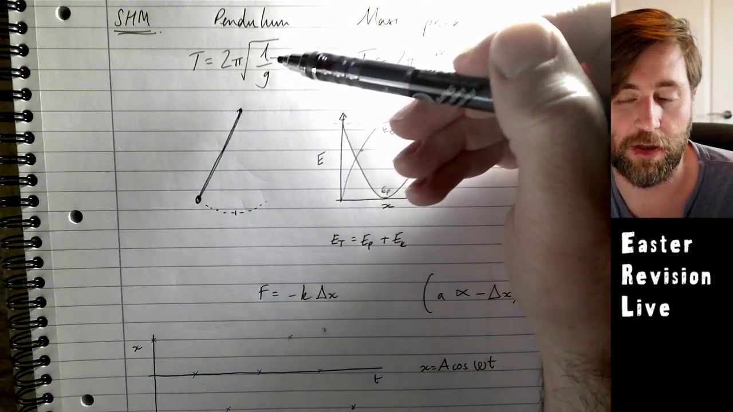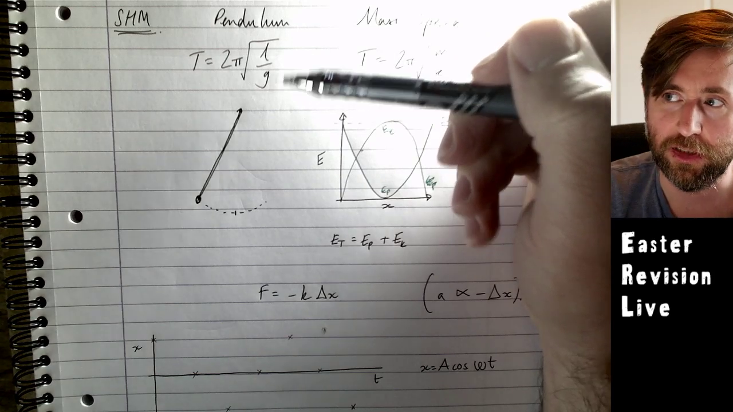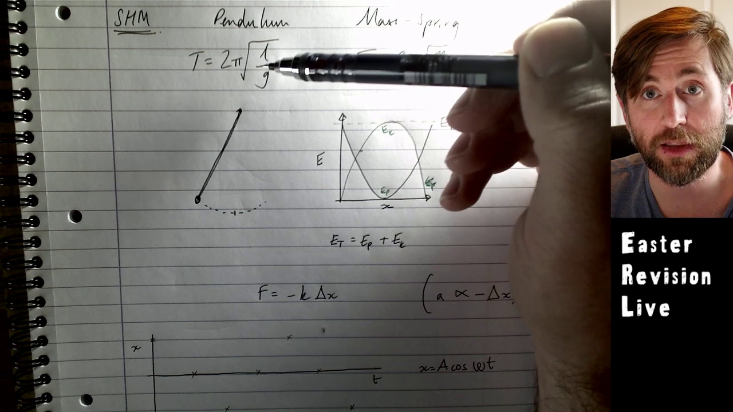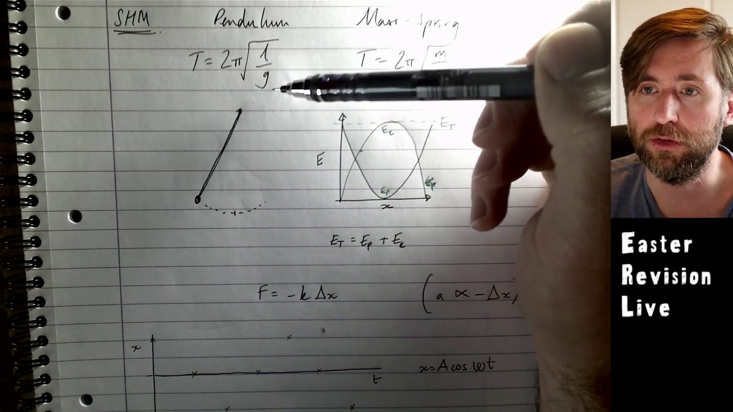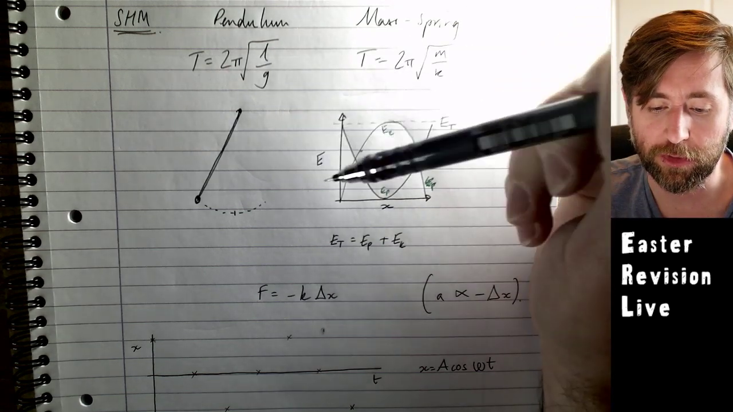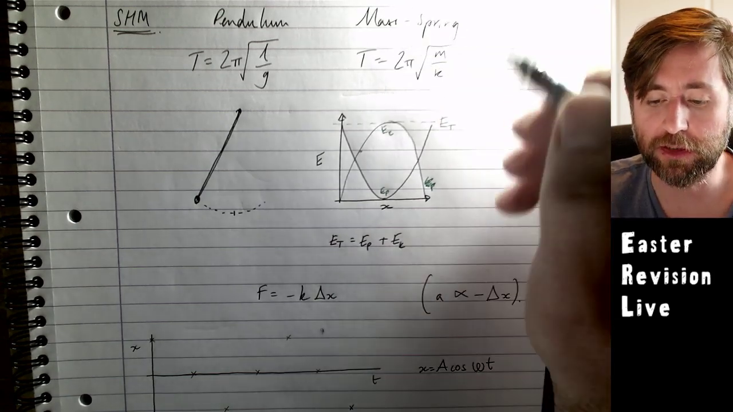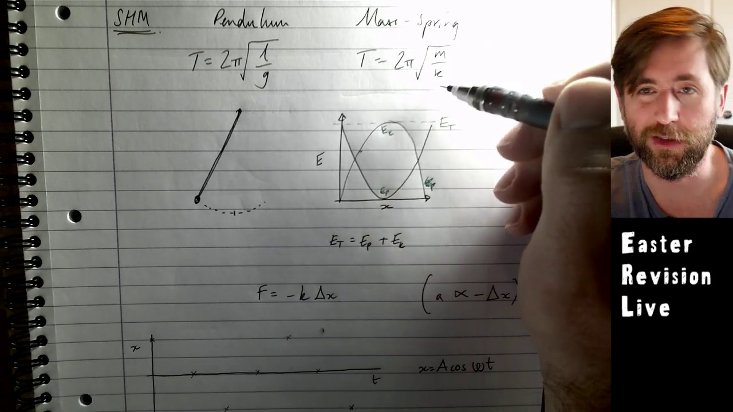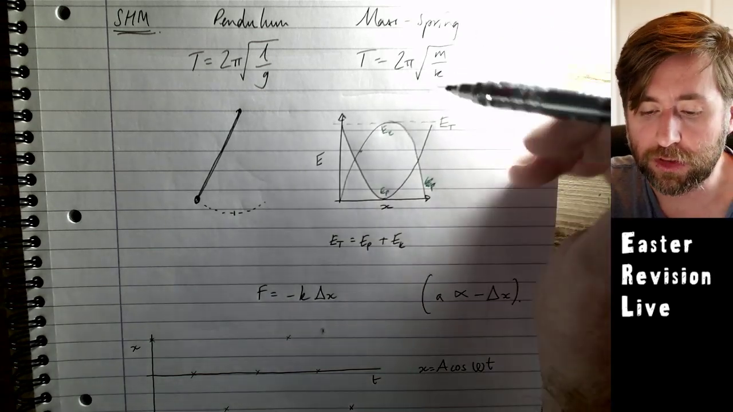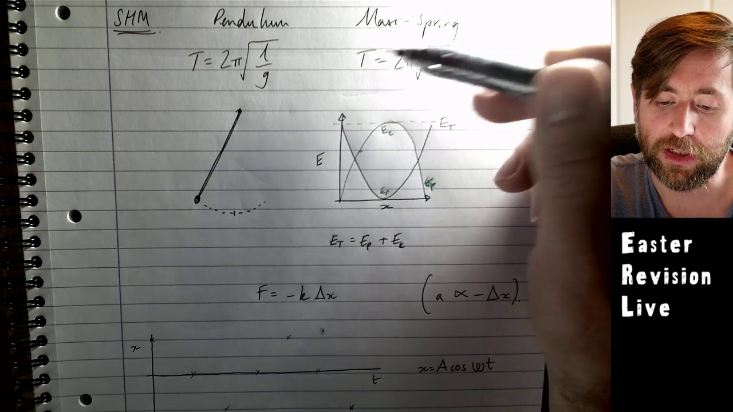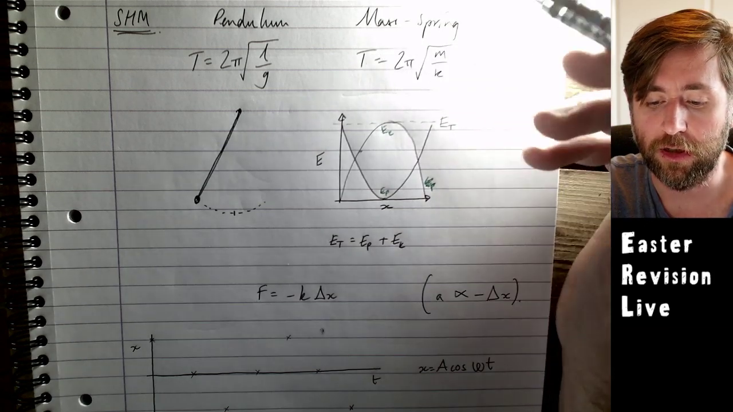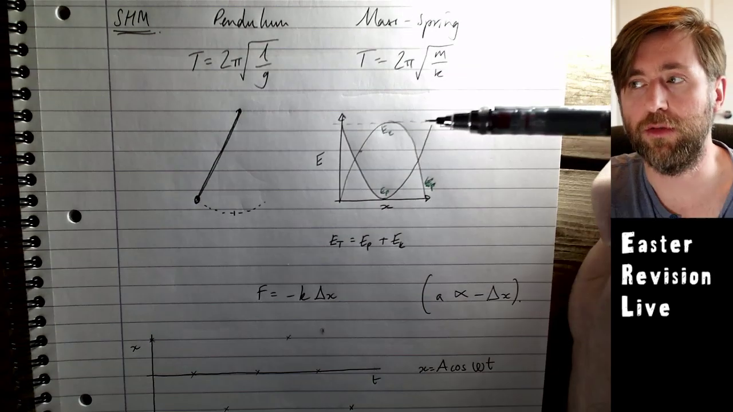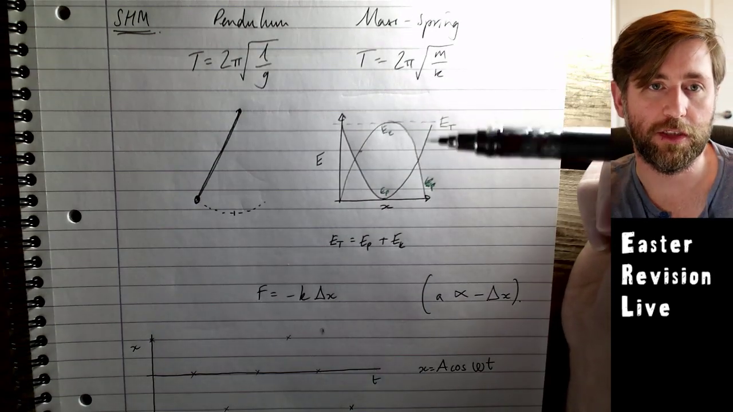Pendulums have lengths and g's, okay, and the time period of a pendulum depends on the thing's length, and it depends on gravitational field strength only. Nothing else affects the time period of a pendulum. A mass spring system depends on the amount of mass, and it depends on the springiness, the spring constant, so the stiffness. And if you have a more stiff thing, you have a smaller time period, so it oscillates at higher frequency. So these are the equations that govern the time period of these two simple harmonic oscillators.